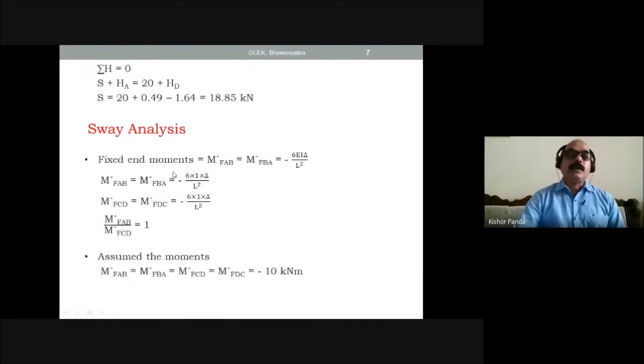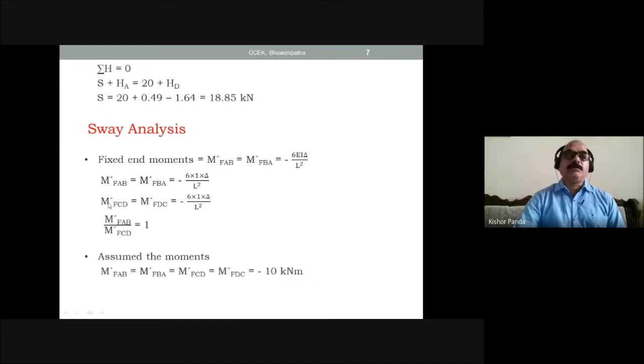Delta. So what is the fixed moment at the end of the vertical members? M dash FAB, M dash FBA is equal to minus 6EI delta by L square. Due to the sway of amount delta, the fixed moment is equal to minus 6EI delta by L square. EI is given as 1, and delta and L are given. So after putting this in, this is the value of M dash FAB.